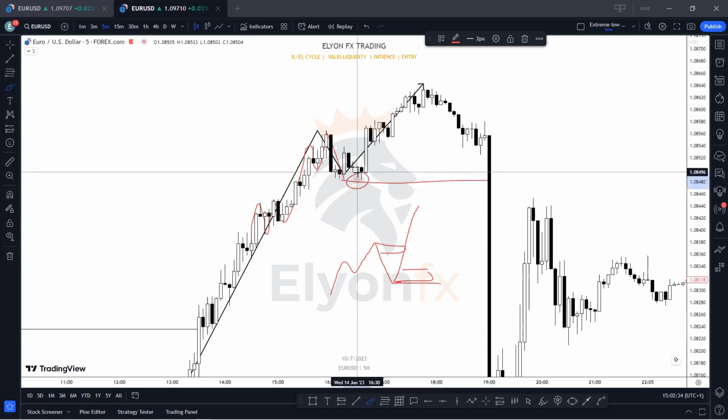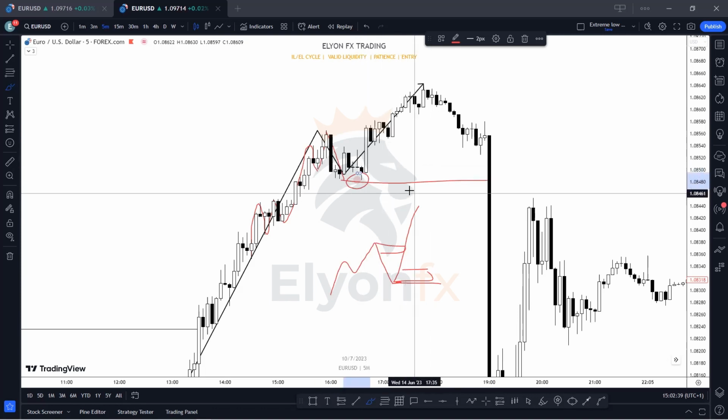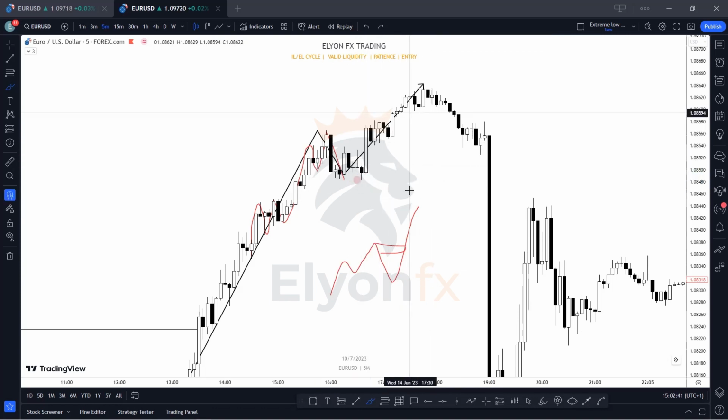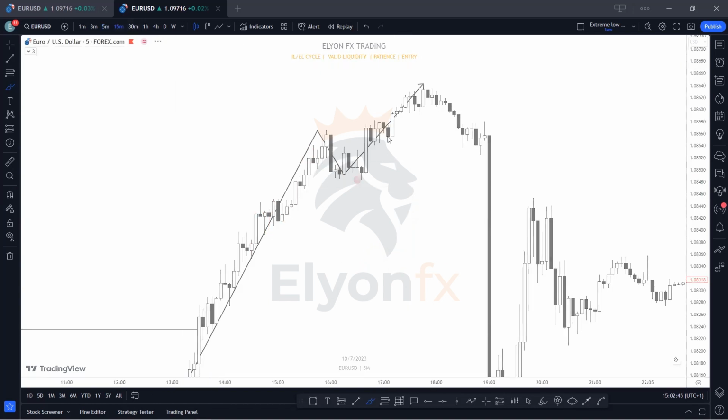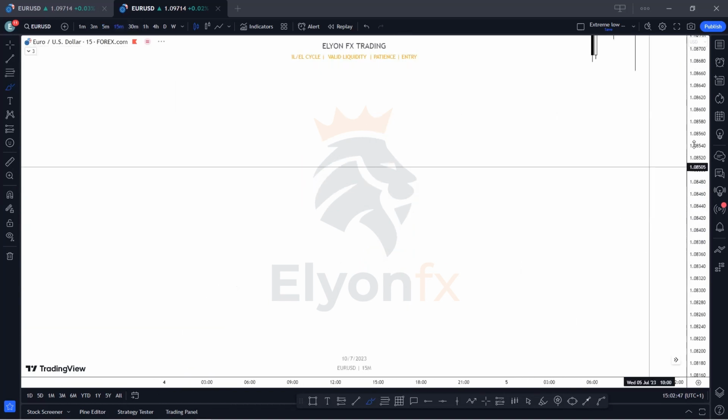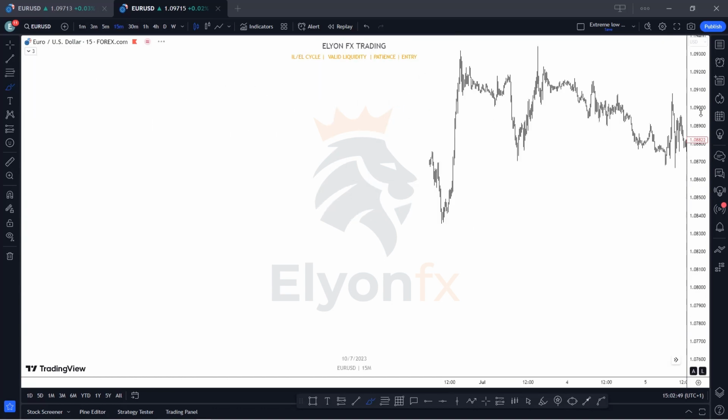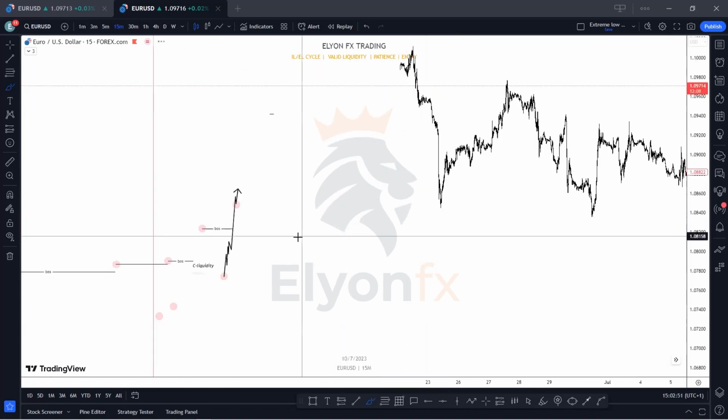And as you can see, it's the same low that we marked on the 15 minutes. That's the same low. So we want the market to take out this low first before we buy. And as you can see, that means that the low we marked on our 15 minutes time frame is correct.